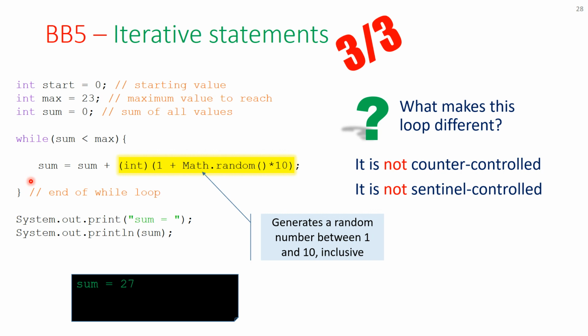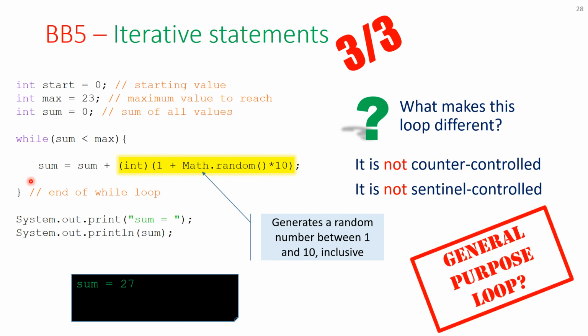So pretty much, if you find yourself with a counter-control loop, you know exactly what's going on. If you find yourself with a Sentinel control loop, you know exactly what's going on. And if it's not counter-controlled and it's not Sentinel control, honestly, I don't know what to call it. This is a general purpose loop. Loops happen. This is a loop that maybe does a little bit of counting, a little bit of looking for a value, but it doesn't match exactly the definition of counter control or Sentinel control.